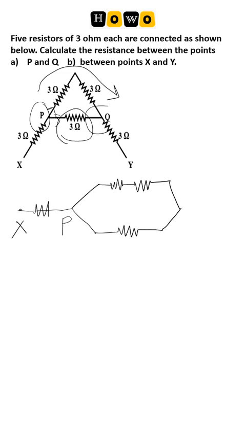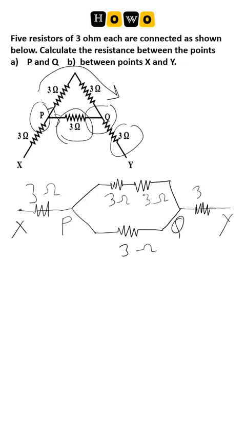Now the point where these two wires are joining, that is point Q, so I am labeling it as Q. And on this wire also we have a resistor of 3 ohm, and the final point is Y. So this is my simple diagram. Now I know that each resistor is of 3 ohm. So let us quickly write it as each resistor is of 3 ohm, as you can see here.